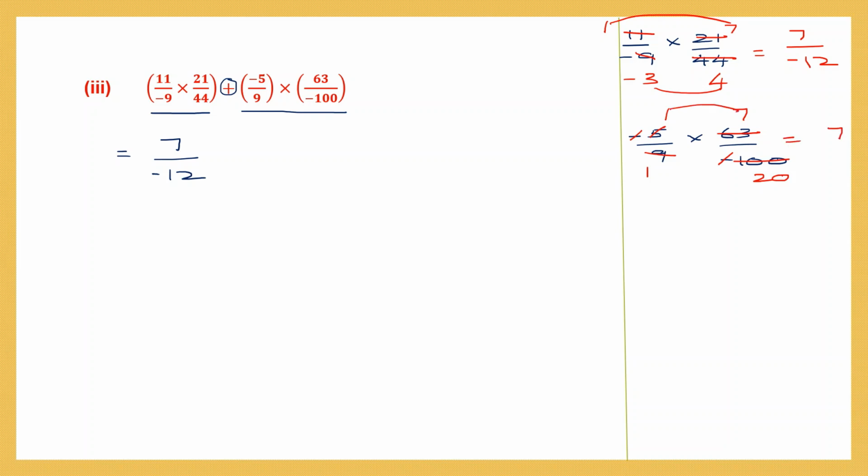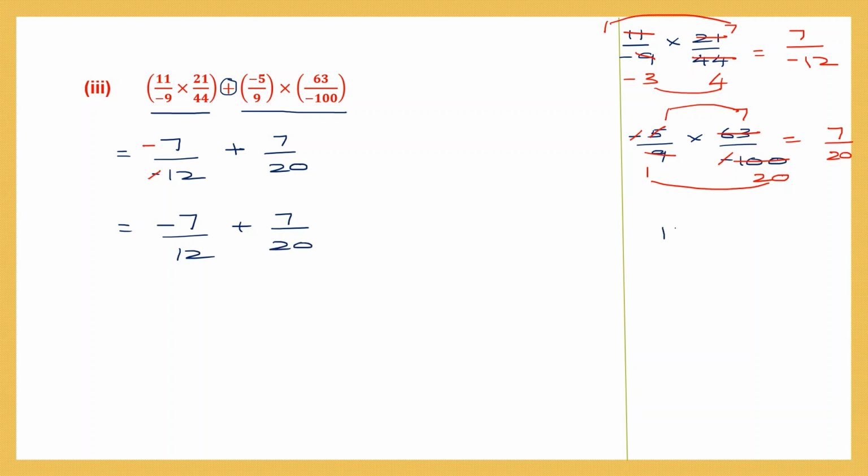Now 7 ones are 7. We have multiplied the numerators. Denominators 1 into 20 is 20. So here we have 7 by 20. So here the sign is plus and 7 by 20. Now as you can see, we have a minus sign in the first rational number in the denominator, which we are going to remove and put it in the numerator. So what do we have here? We now have minus 7 by 12 plus 7 by 20. So now we're going to add up these two rational numbers.